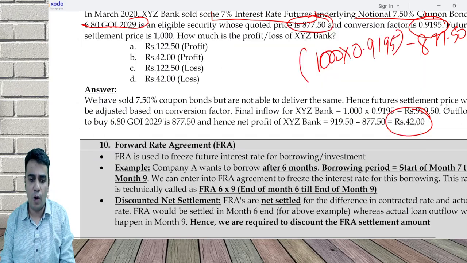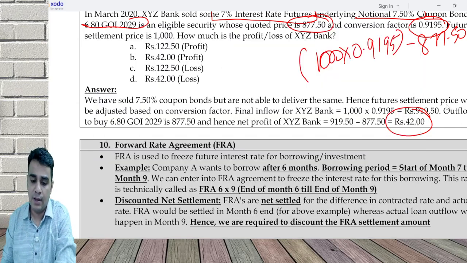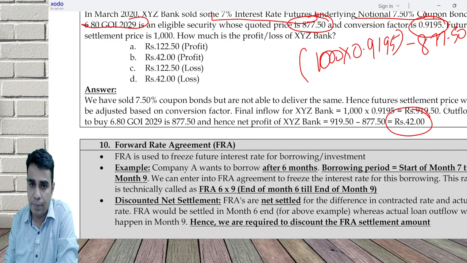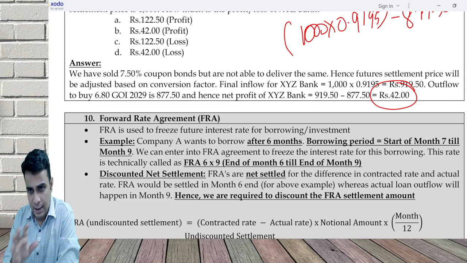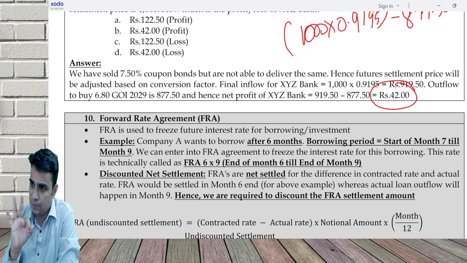I'll move to forward rate agreement. Listen, forward rate agreement is very simple. What you do in FRA is you freeze the future interest rate. There is no risk like those three risks which existed there. There we had three risks. What are the three risks?